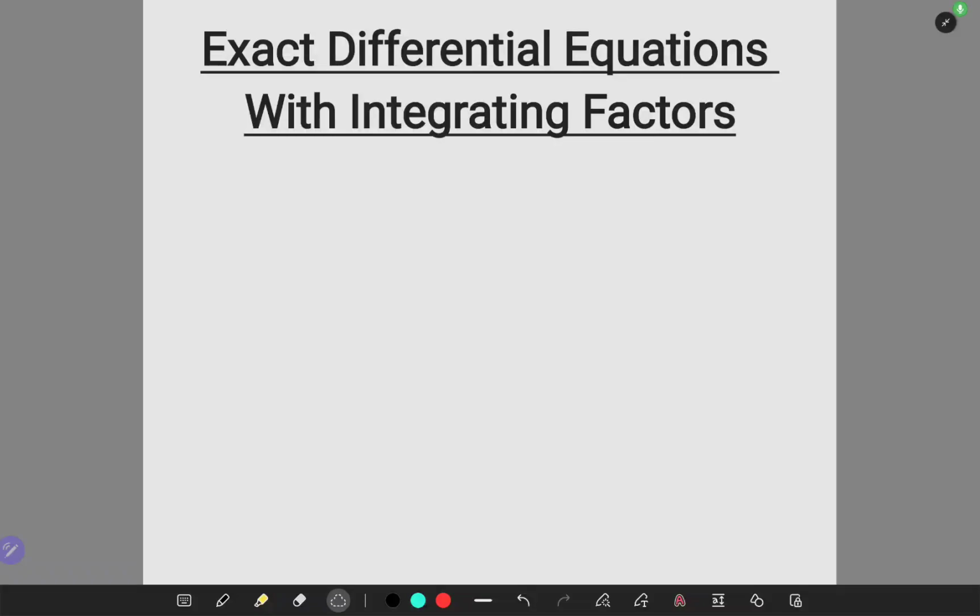So in this video, we're going to look at exact differential equations with integrating factors. You need to have watched the previous video. You need to understand how exact differential equations work before you do this, because basically what this is going to do is say it's not exact, right? Say M of y does not equal N of x.